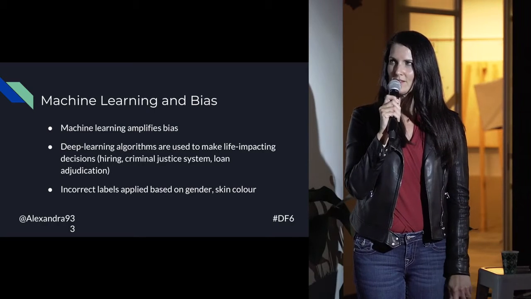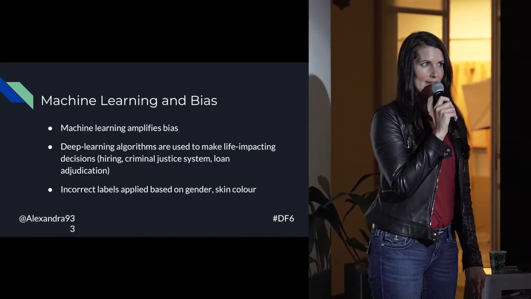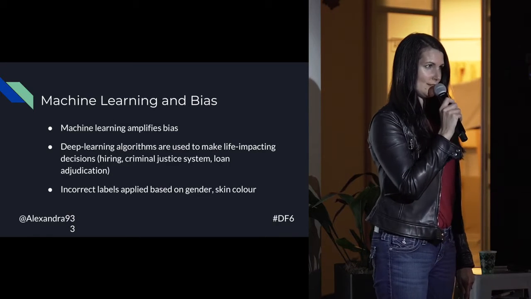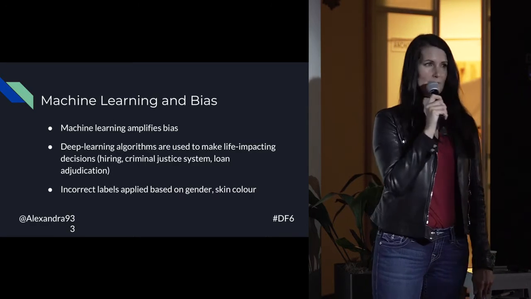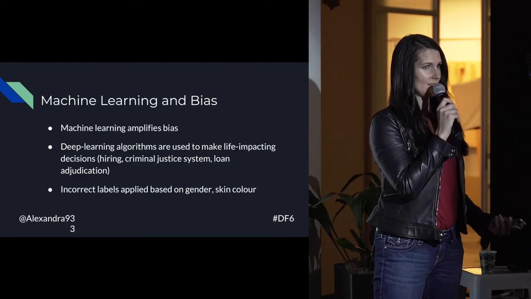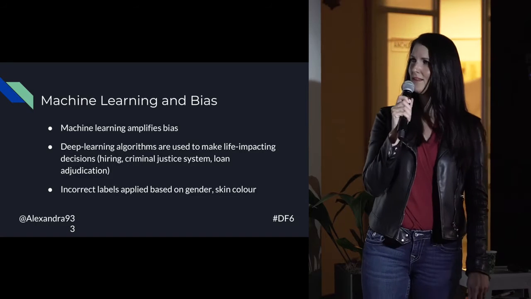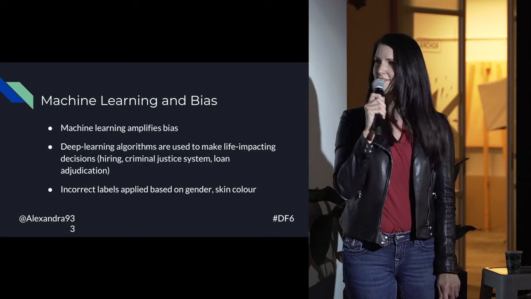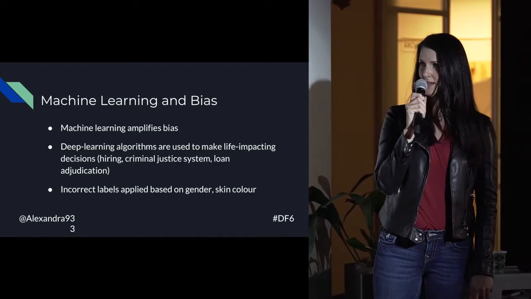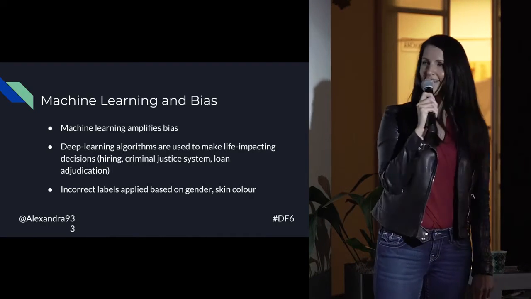So getting back to machine learning amplifies bias, and that's a problem. Why is that a problem? Because a lot of the deep learning algorithms are based on data sets that are biased. Now, what happens is data sets are used in making decisions. So these are life-impacting decisions. Hiring, they're used in the criminal justice system, loan adjudication.